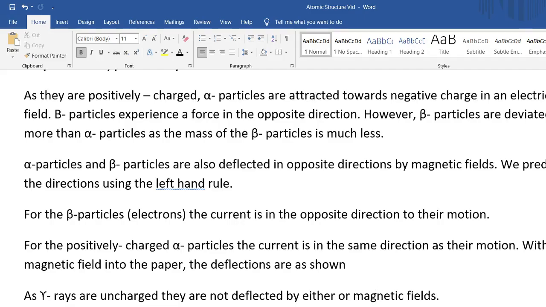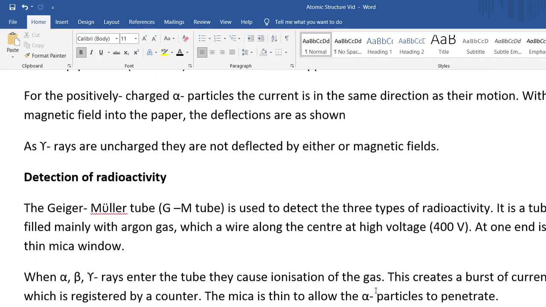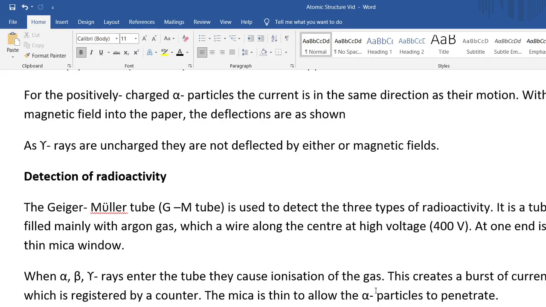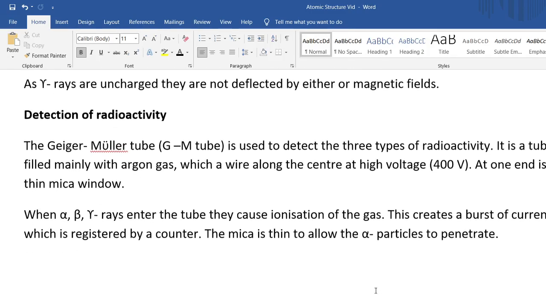The next property we'll be looking at is how radioactive particles behave inside a magnetic field. These will actually be deflected in opposite directions. We'll look at that later on. Now, in terms of detection of radioactive particles, we'll use what we call a Geiger-Müller tube, and this is able to detect any form of these radiations.